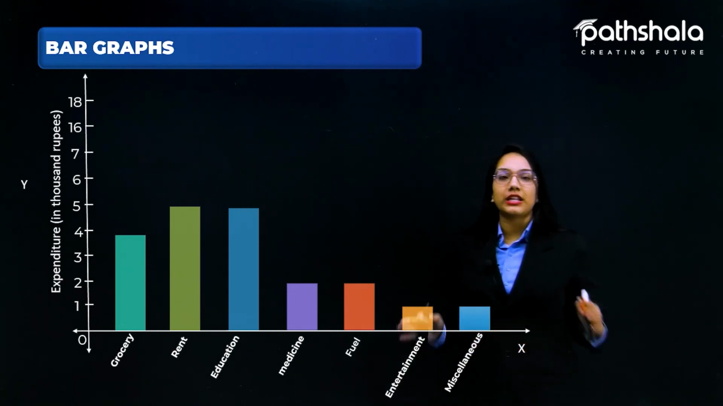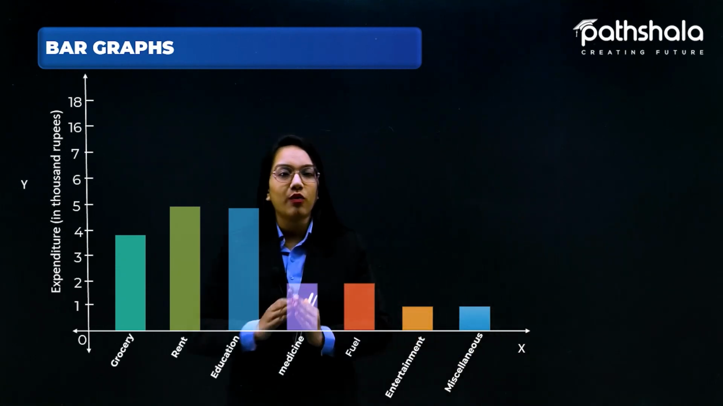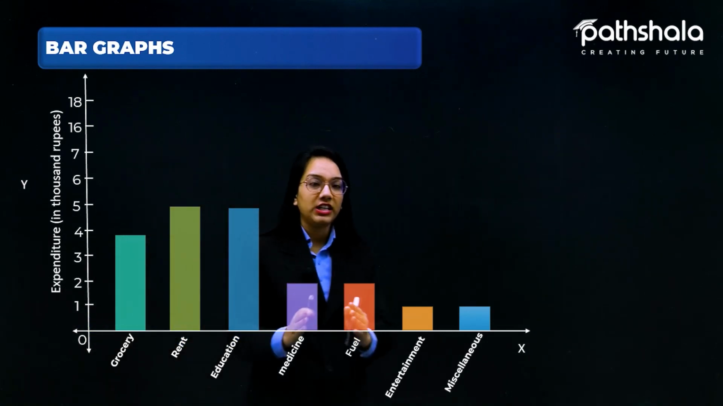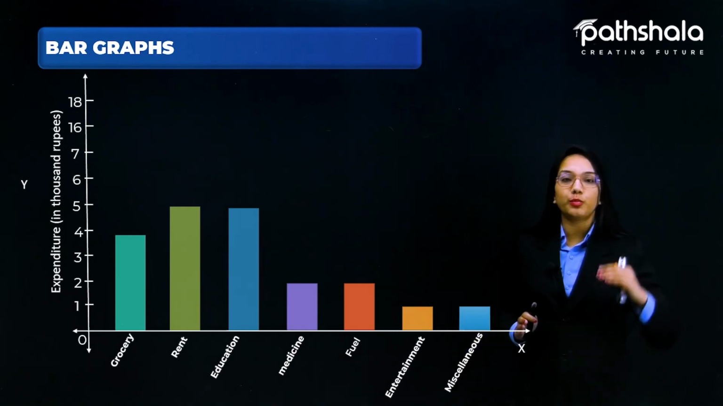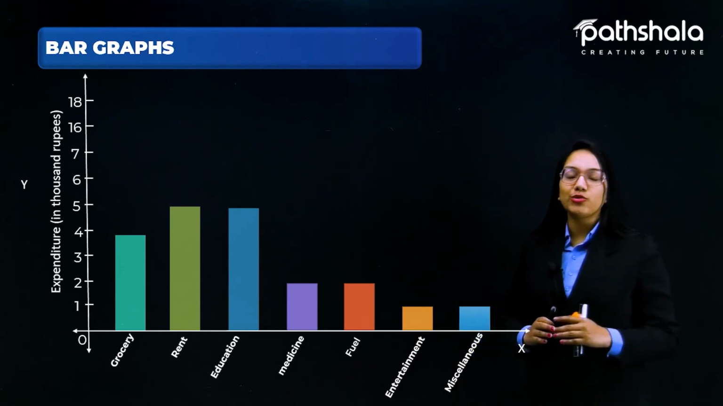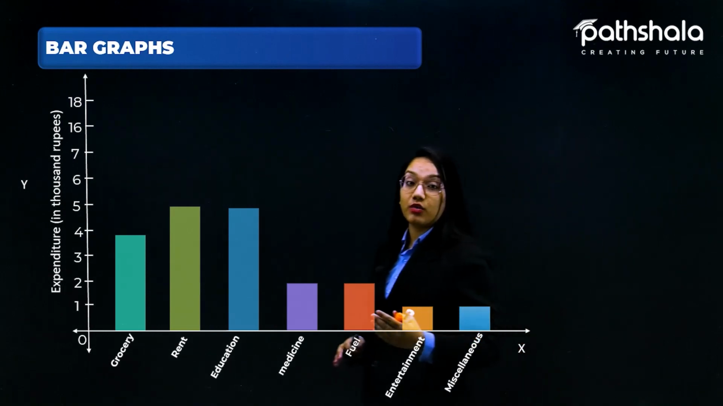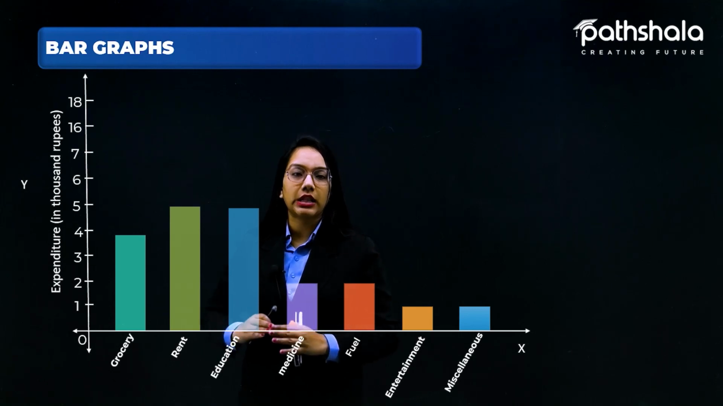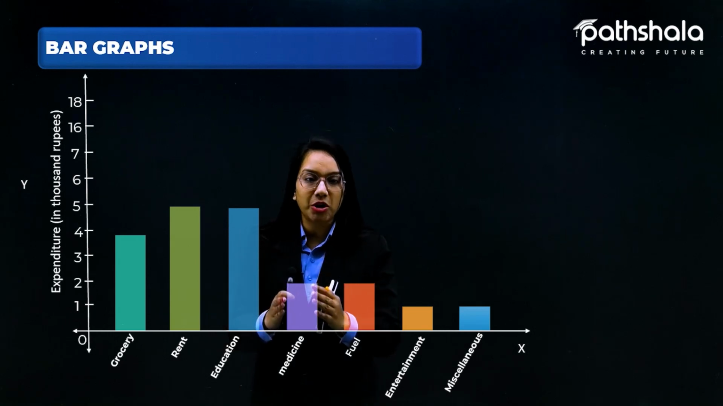So this is the representation of the data in the form of a bar graph. You can see that we have equal gaps between all of these, and they are of uniform width, but they have different heights, because the heights depend upon the expenditure. Looking at this representation of the data, I can definitely say that the education's expenditure is more than double the expenditure of the medicine.